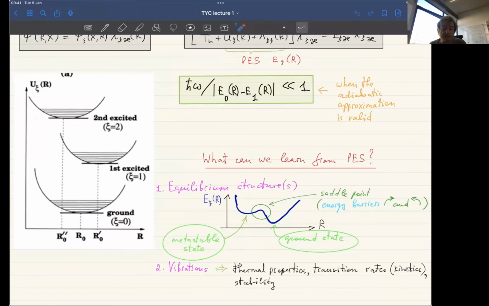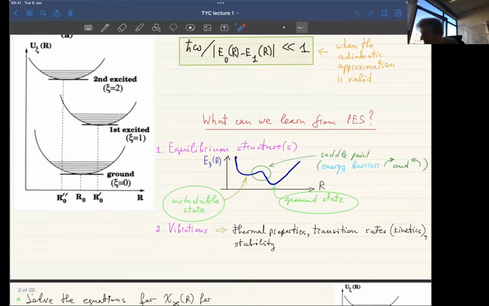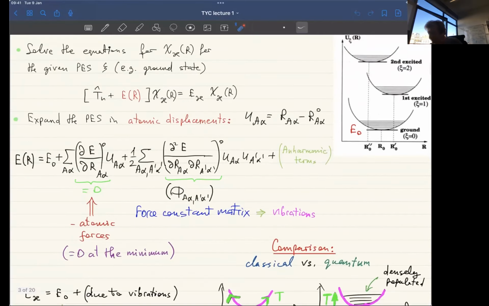Also, vibrations happen to appear in many other instances. For example, in thermal properties of crystals or molecules, in the transition rates, as I said, in the prefactors, and in determining the stability of the system. And we will consider some of this. But first, let us discuss quickly how we would go about solving the vibrational problem.